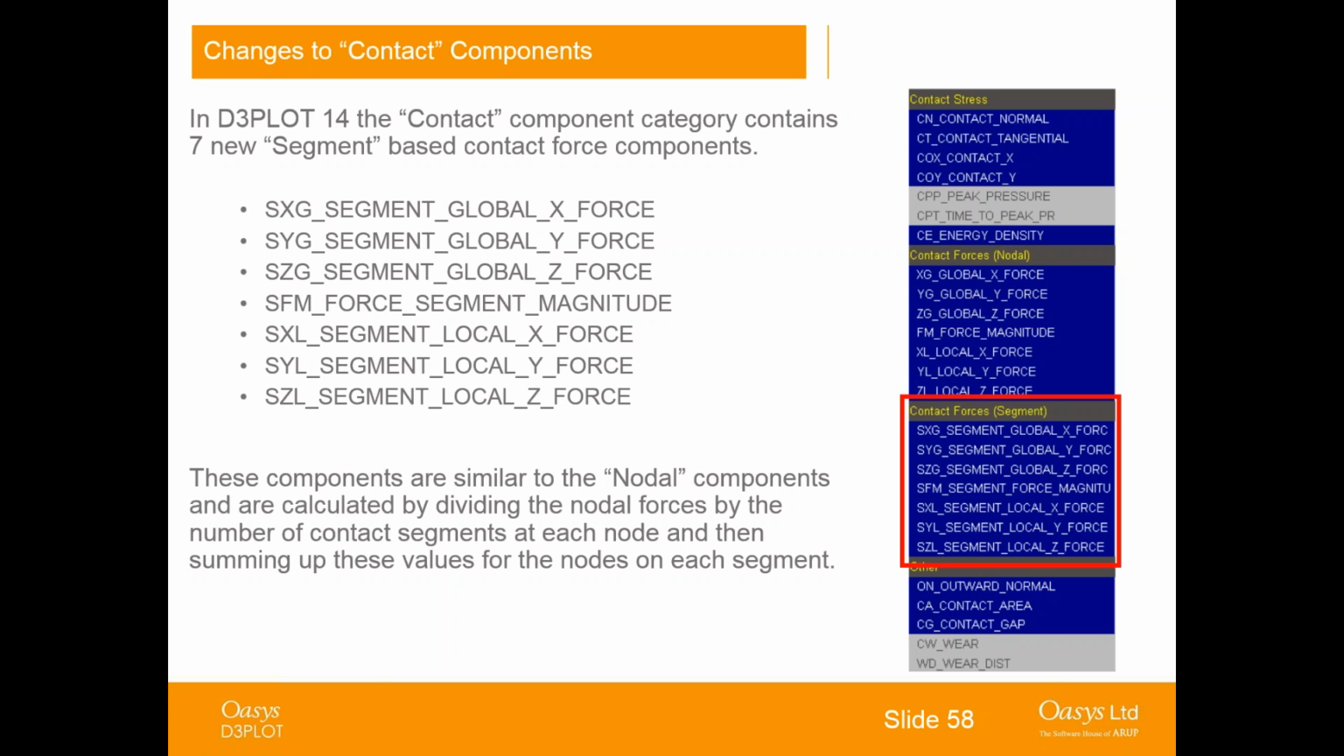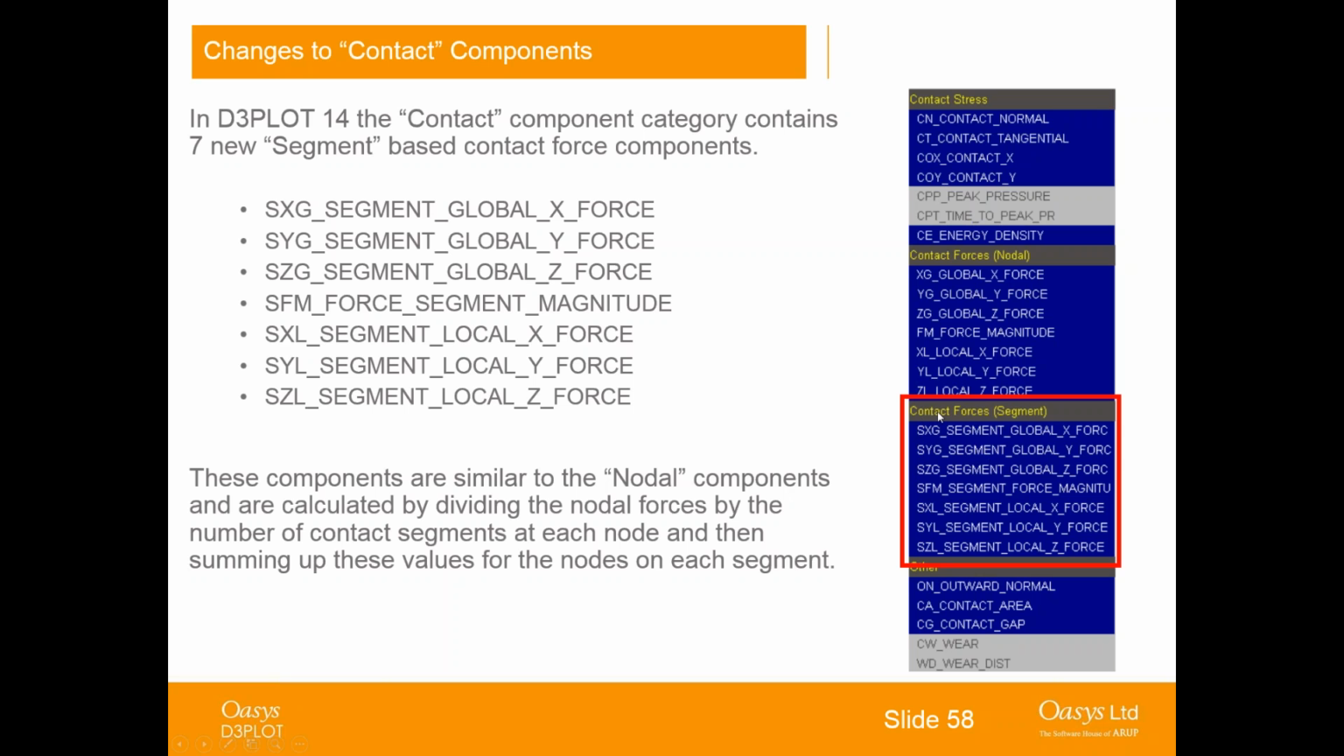Okay, so another change in version 14. The contact component category contains 7 new segment-based contact force components. These components are similar to the nodal components and are calculated by dividing the nodal forces by the number of contact segments at each node and then summing these up.